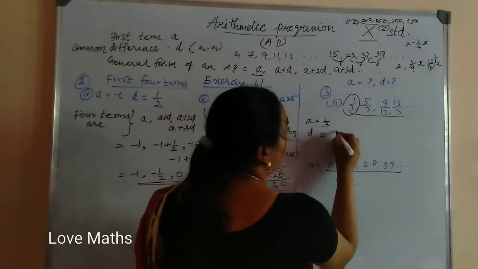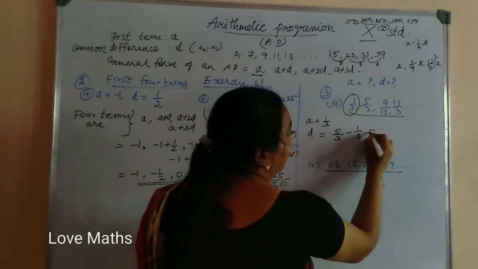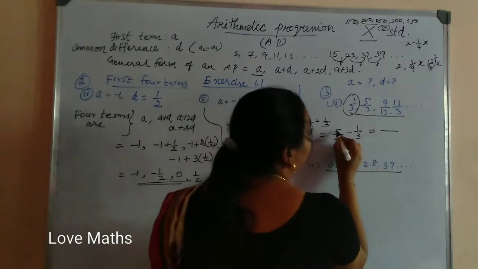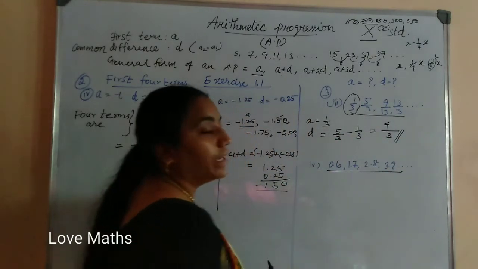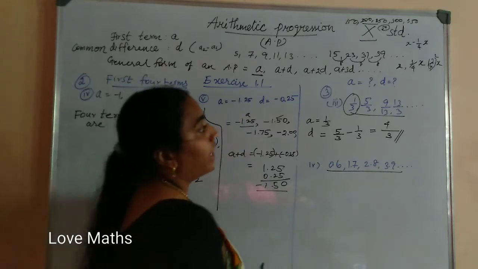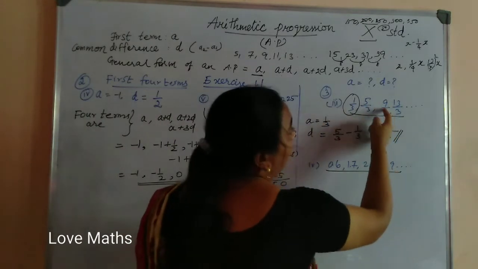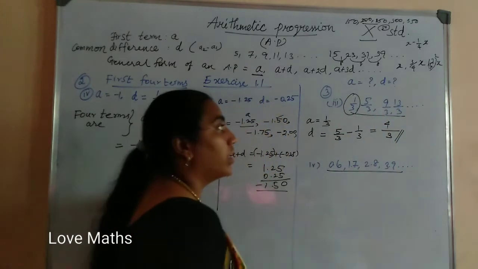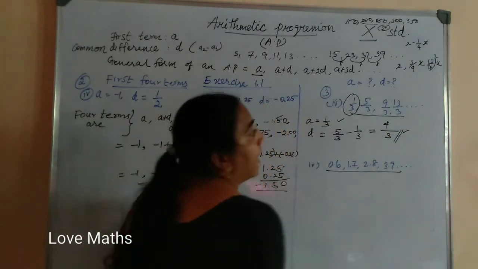Here, what is the second term? 5 by 3. Minus the first term, 1 by 3. They are like fractions, so directly subtract. 5 minus 1 is 4 by 3. So D is 4 by 3. You can take any two terms, 9 by 3 minus 5 by 3 or 13 by 3 minus 9 by 3. Whatever it may be, you get 4 by 3. That's all. We found the answer.